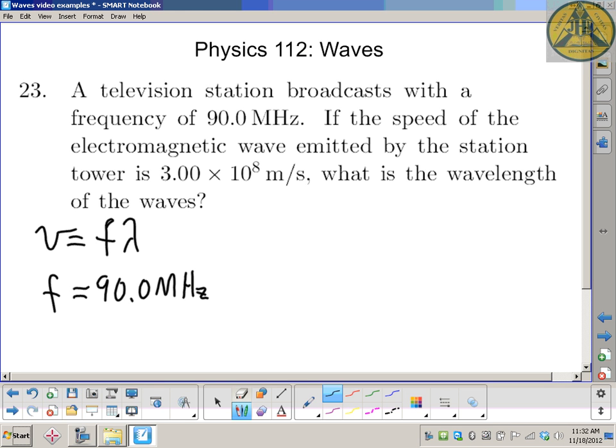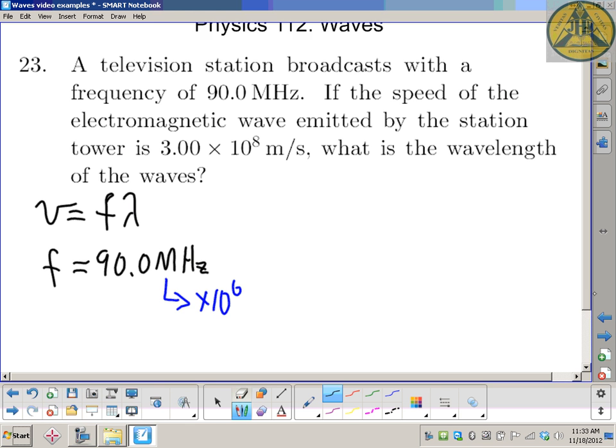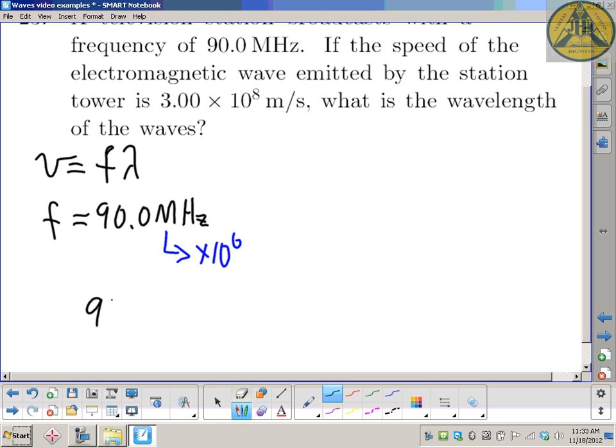So the mega, double check your metric system in your handbook, that stands for a million, or times 10 to the 6. So I'm going to replace 90 megahertz by 90 times 10 to the 6 hertz. Don't worry about being exactly in scientific notation. Your calculators can handle that number as it is. If you want to write 9 times 10 to the 7, that's fine. Your calculator will do it anyway for you.